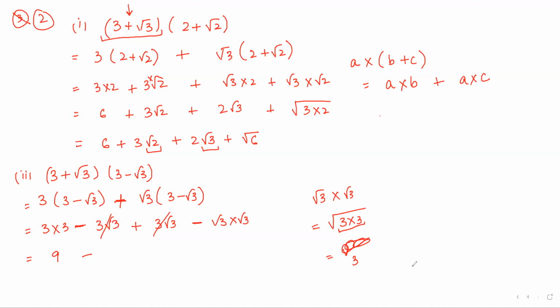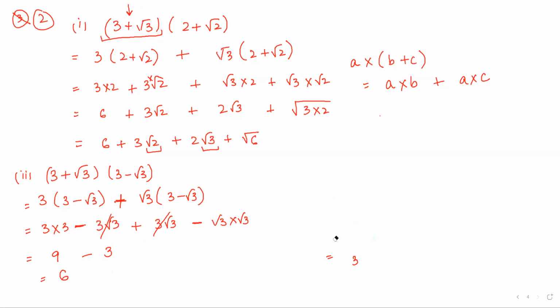Jaslyn, any confusion? Please tell me honestly. Zeba? No, ma'am. Okay. So 9 minus 3 and it is equal to 6. Clear?